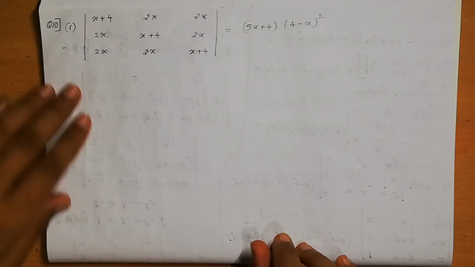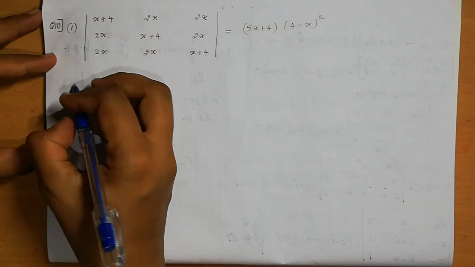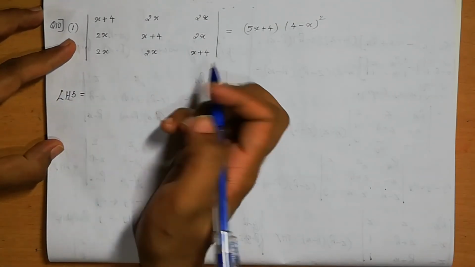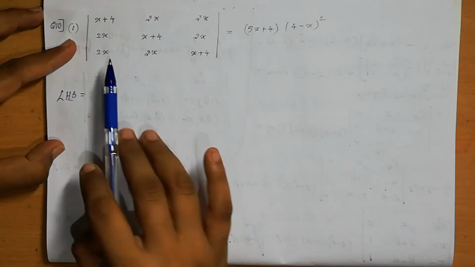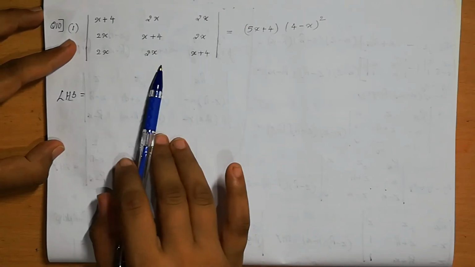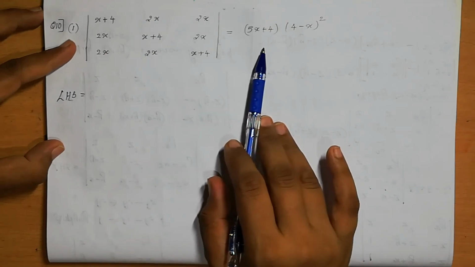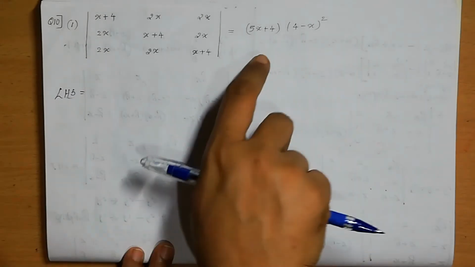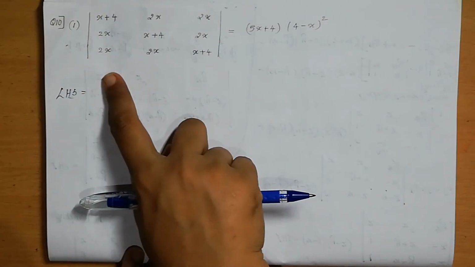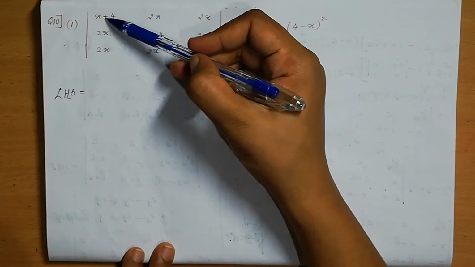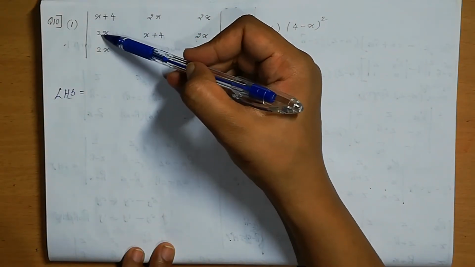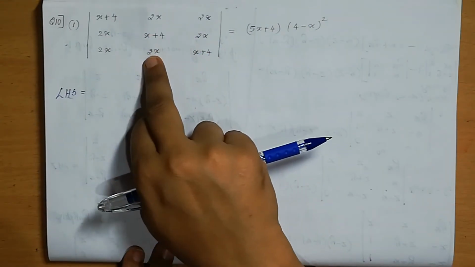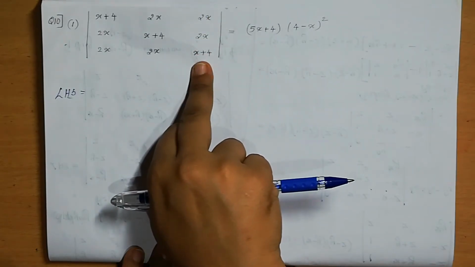Question number 10. First one we need to prove this one. So first we can take the LHS equal to this one only. x plus 4, 2x, x plus 4, 2x, x plus 4. We need to prove 5x plus 4 into 4 minus x the whole square. So with the change we can apply over here. How will we get 5x plus 4? See, if you are adding these three together, x plus x is 2x, is 3x, 3x plus 2x is 5x, plus 4 you will get, right? Here also 5x plus 4. If you are adding this one also you will get 5x plus 4.